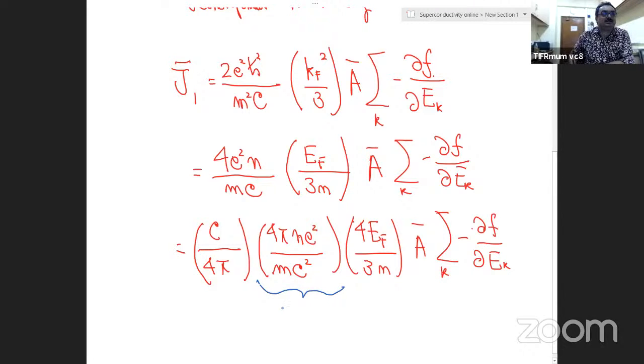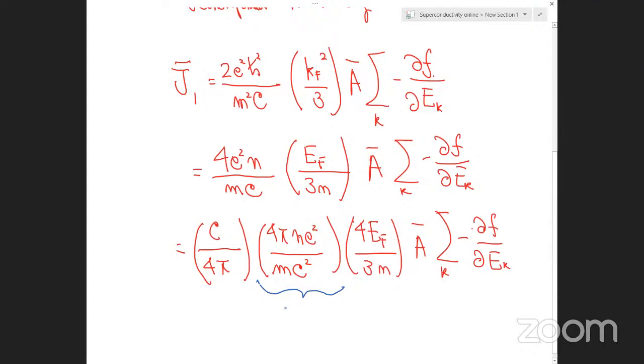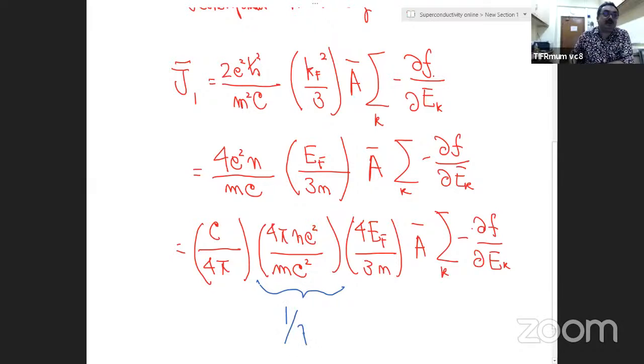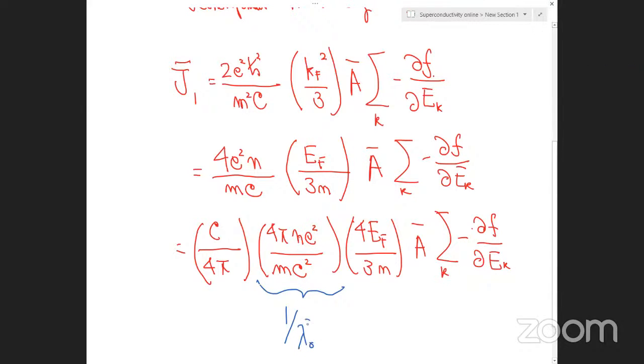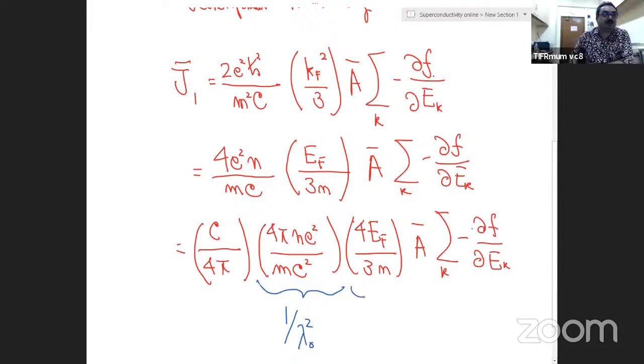Can no one recognize this quantity? Penetration depth. This is 1 by lambda squared, at 0 temperature, because I have n here, the electron density, 1 by lambda square. But what is this quantity? For those who remember free electron model, what is this quantity in free electron theory? We have assumed free electron theory throughout, that is why. What is this quantity here?